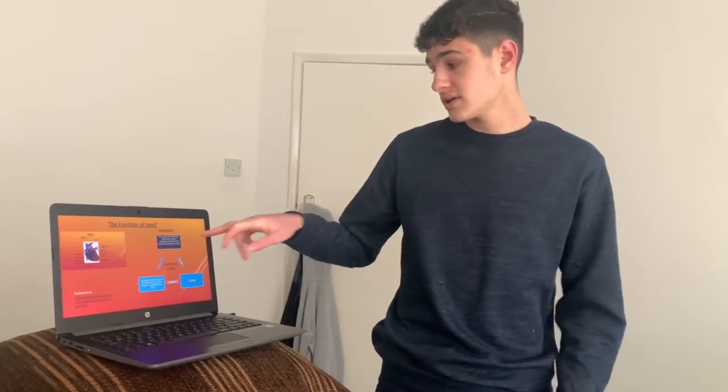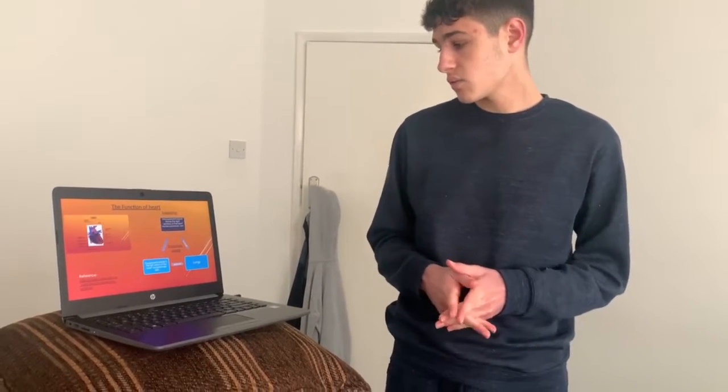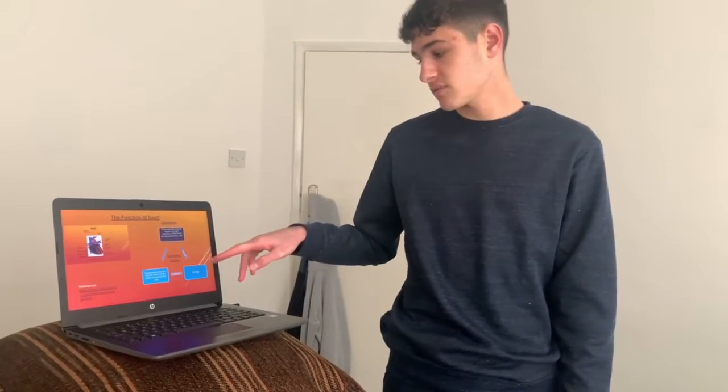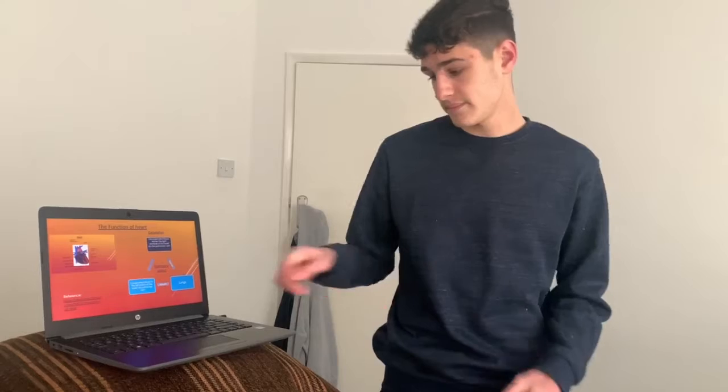Now we go to the function of the heart. Blood is deoxygenated, which leaves the right ventricle of the heart via the pulmonary artery and travels towards the lungs. Then from there it returns oxygenated blood to the left atrium of the heart via the pulmonary vein. This one was the pulmonary system.